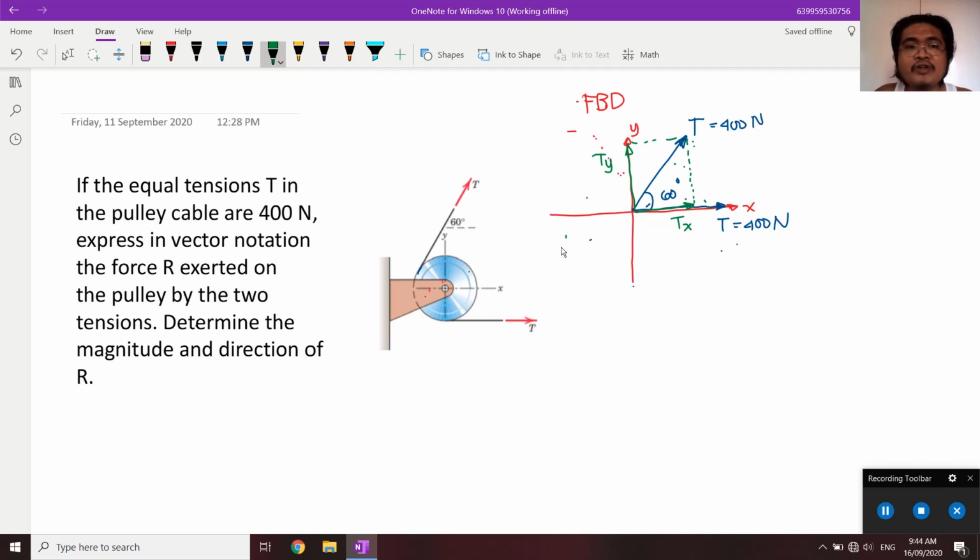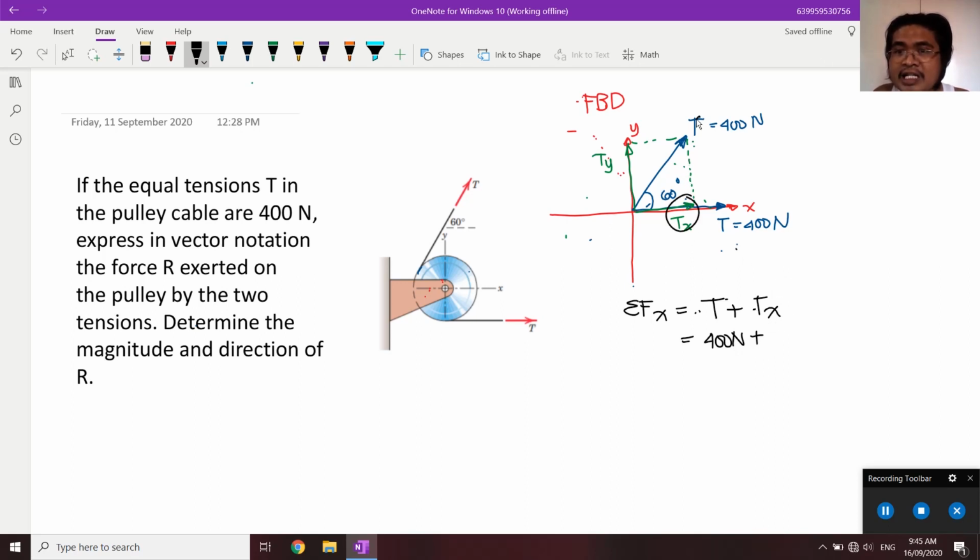So, therefore, by summation of forces in x muna tayo, ilan ba yung force na nag-a-act? Isa at saka dalawa. So, that will be T plus Tx, kung saan si T is 400 newtons plus yung Tx natin.